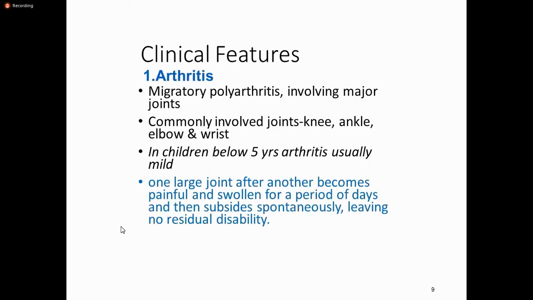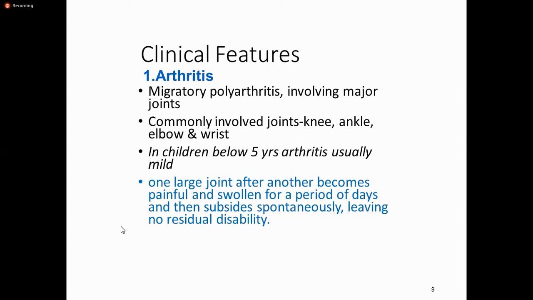So clinically, the patient may present with arthritis. You should take the complete history of previous infection within the 6 weeks. We can make a diagnosis if a young patient with no comorbidity presents with arthritis. So you should think about post-streptococcal arthritis.